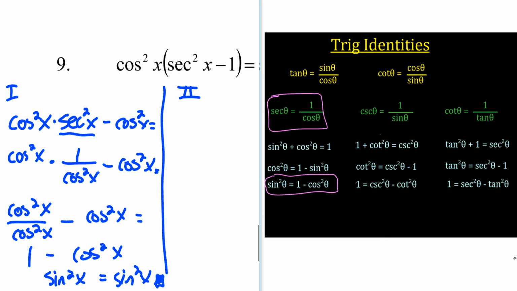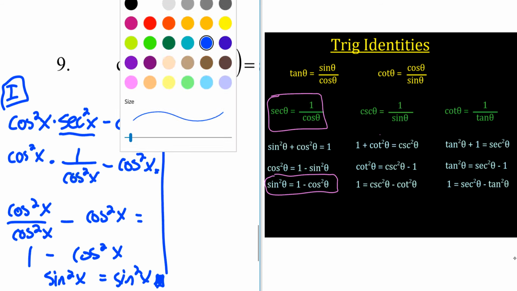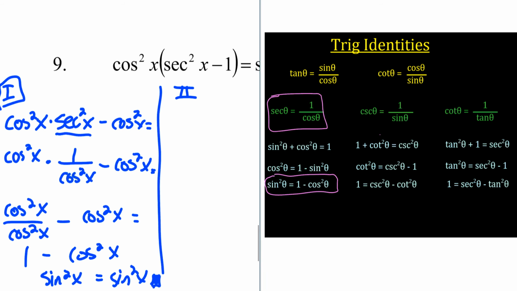So first proof, boom, it's done. That's if you wanted to start by distributing, and that's a great way to do it. If you want to do it that way, awesome. There's nothing wrong with that method. So let's switch up colors so you can tell the difference.